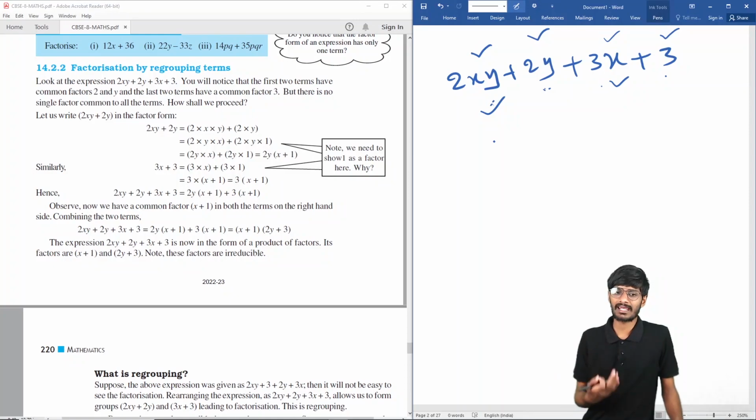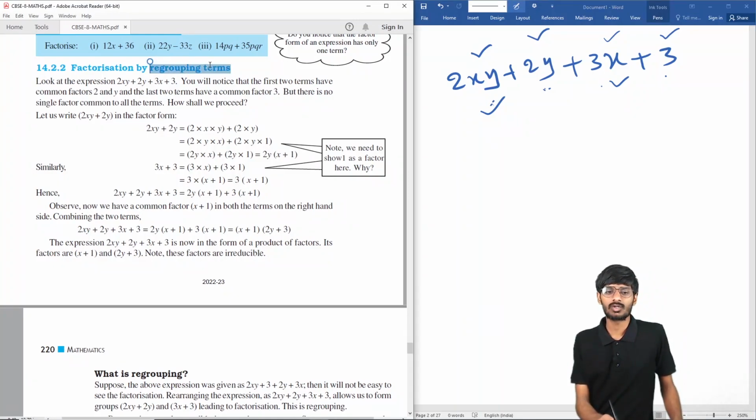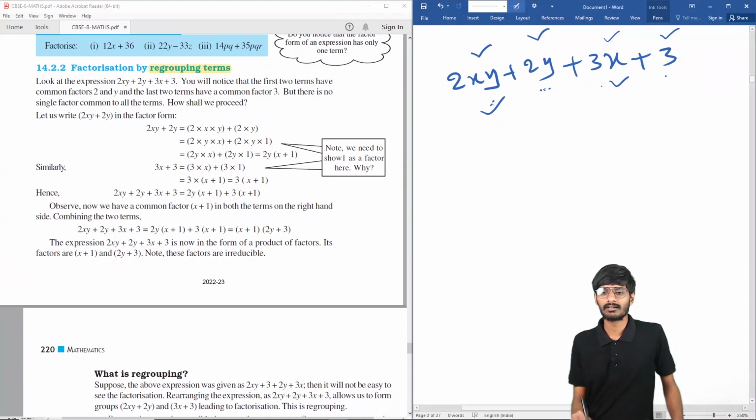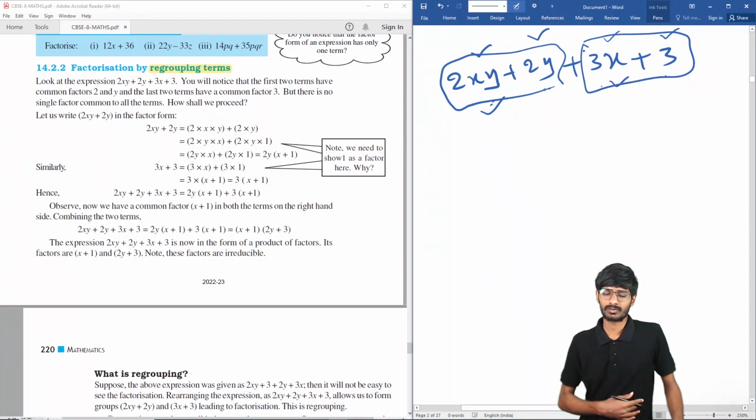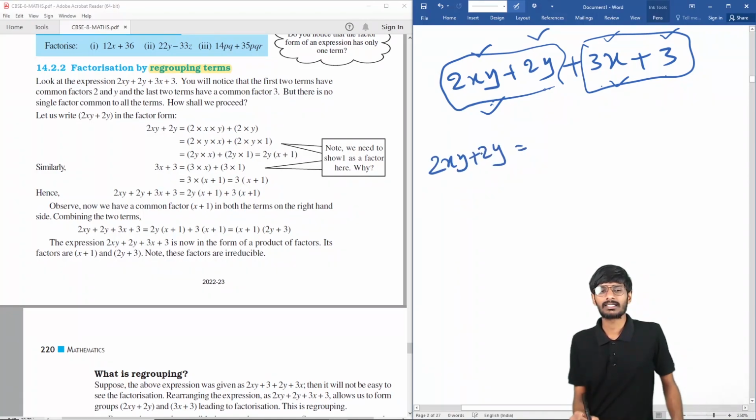So here we are using another method that is called regrouping terms. Okay, students, how will we do the task? First we will make 2xy plus 2y one group and 3x plus 3 another group. So if you think of 2xy plus 2y, we will write it as 2 into x into y plus 2 into y.